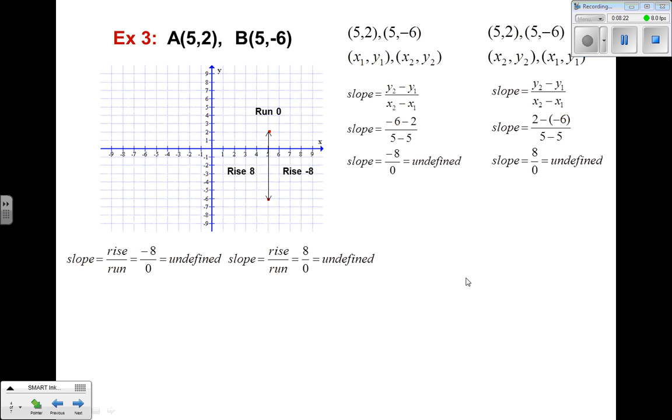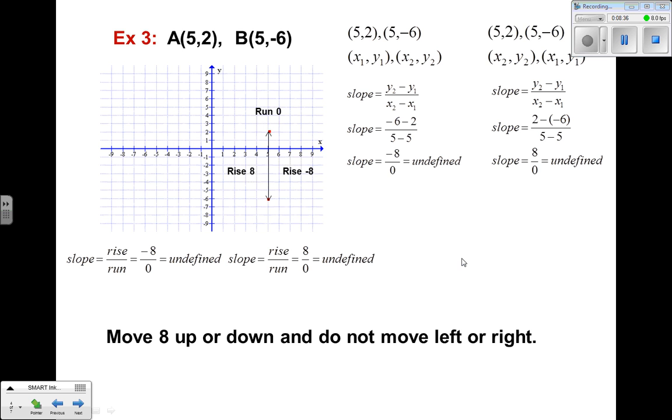So I'm just showing that it doesn't matter which one goes first, as long as when you're doing the bottom, or the x's, you subtract in the same direction. Now in terms of describing the slope, you could say you can move up 8 or down 8 and then don't move left or right.